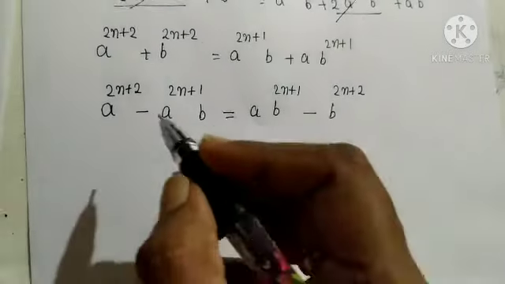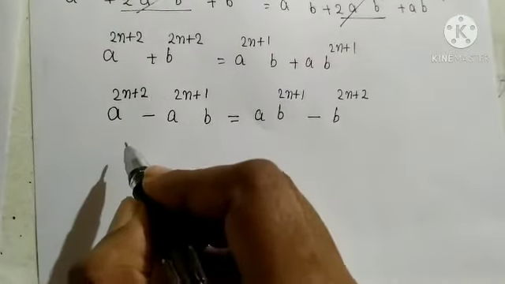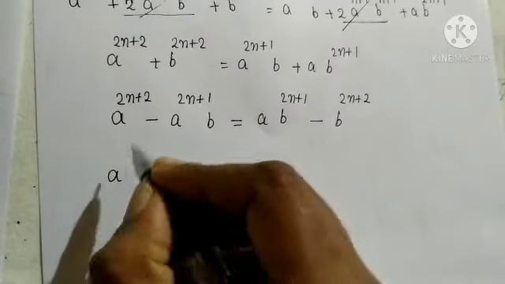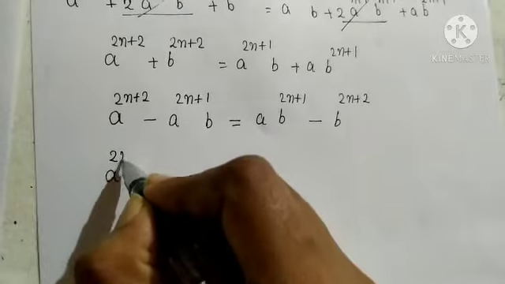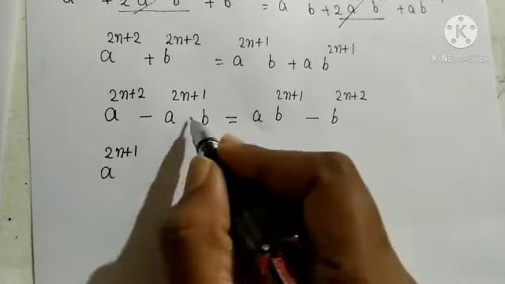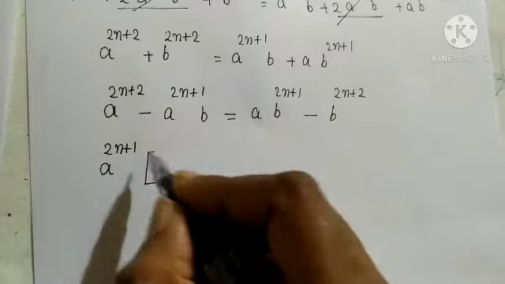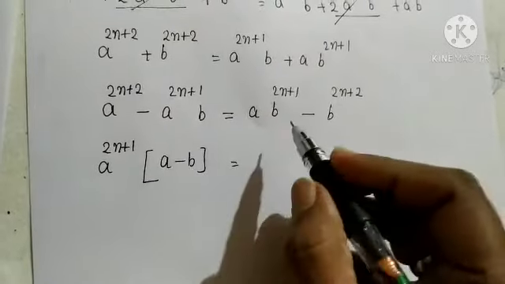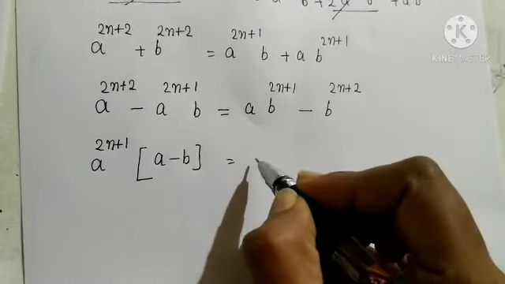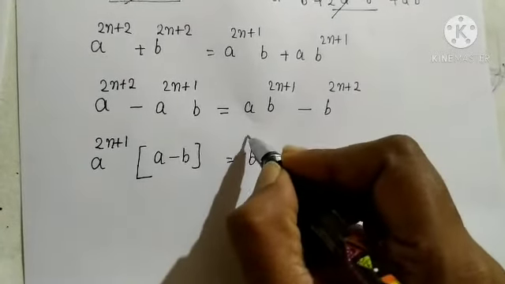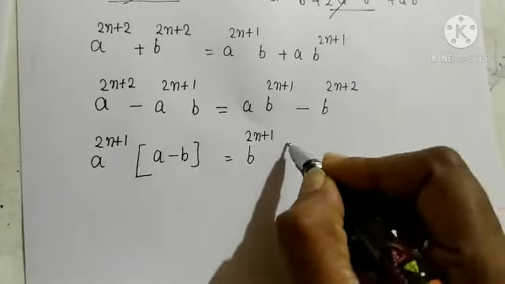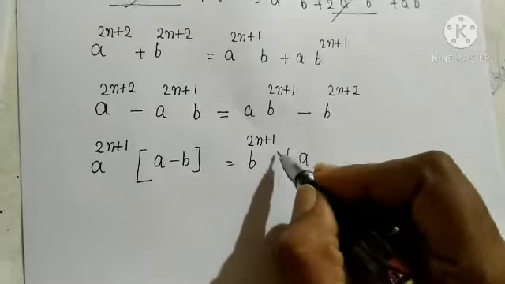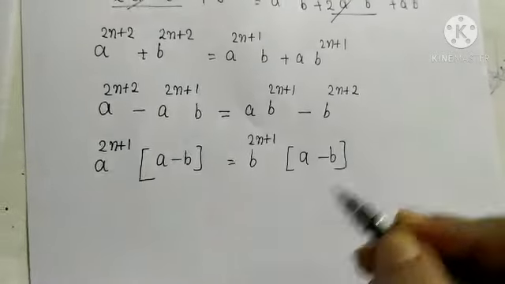Okay, so next I'm going to take a raised to 2n plus 1, from these two terms we get a raised to 2n plus 1 into a minus b, and here also I am taking b raised to 2n plus 1, from these two terms here we get b raised to 2n plus 1 into a minus b.